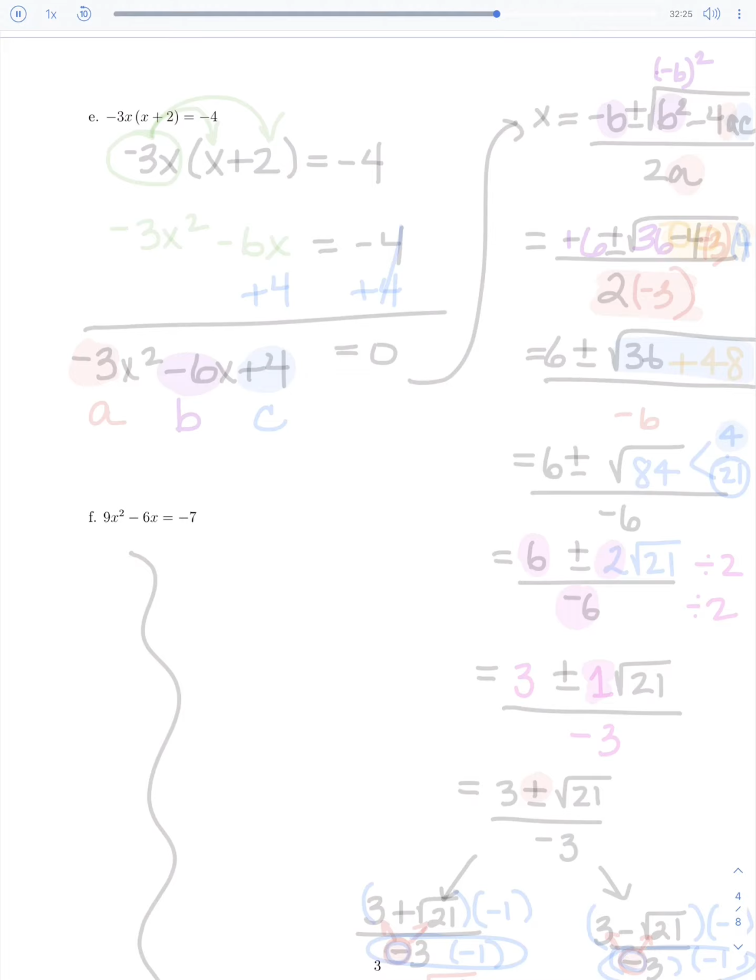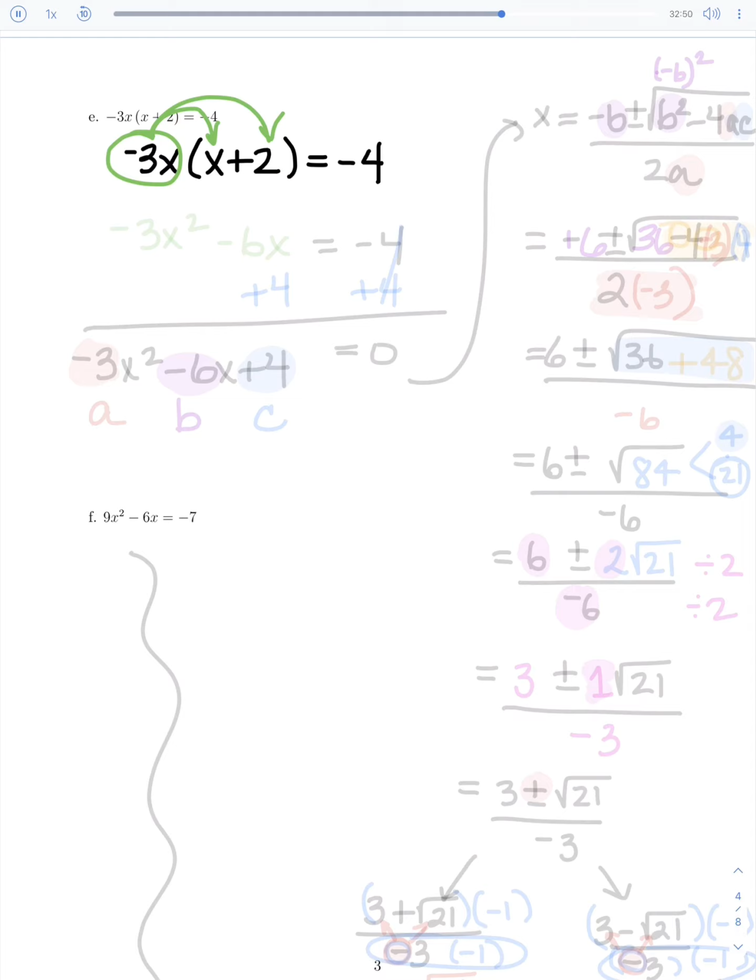Let's look at our two last problems. Now E, if we look at that one, is negative 3x times x plus 2 equals negative 4. Again, this is another good example of something that was factored before it equals 0. So we have to start by undoing that. So we'll start by multiplying out the negative 3x to everything inside.